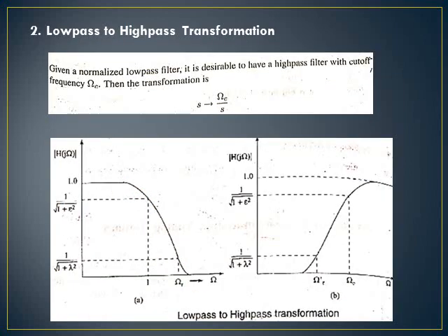Now we'll be looking at low pass to high pass transformation. So given a normalized low pass filter, it is desirable to have a high pass filter with cutoff frequency omega c. So here we'll be replacing s by omega c by s. So this is a low pass filter, this is your high pass filter figure.